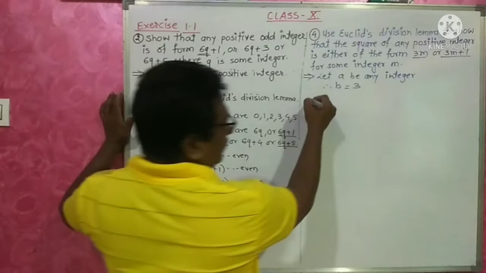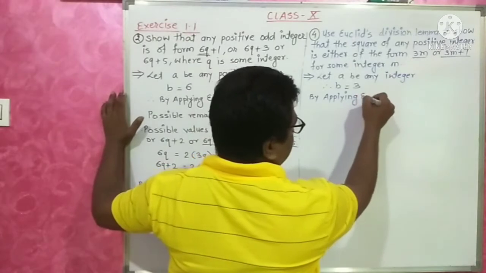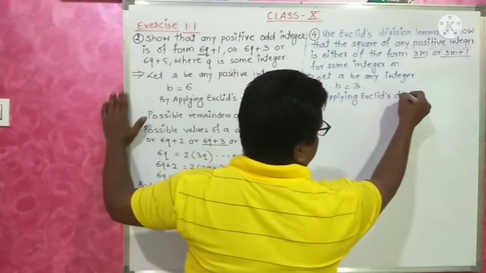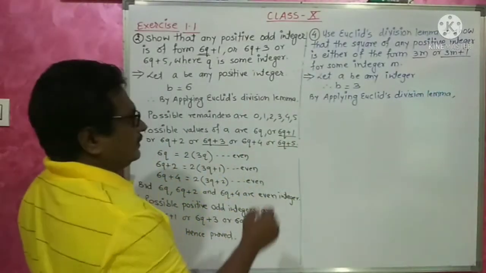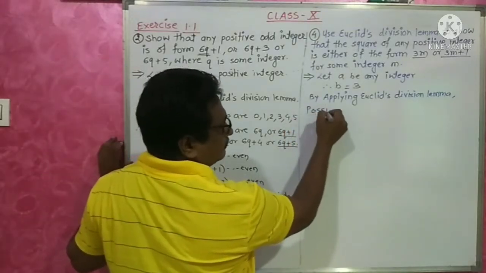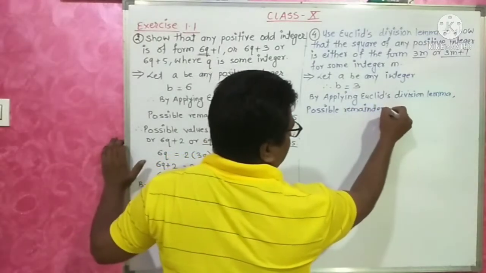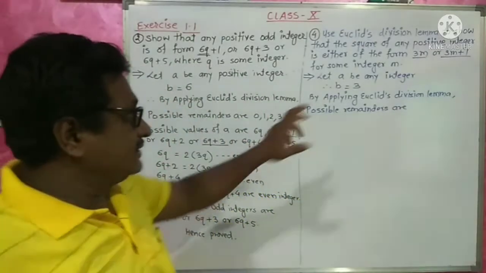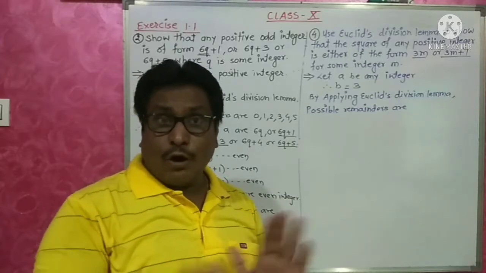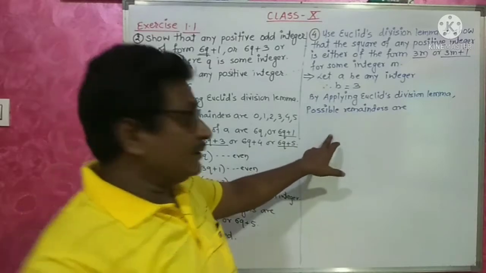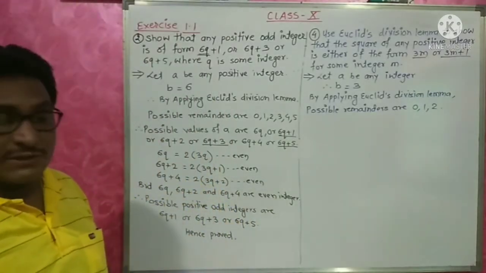So now by applying Euclid's division lemma, what will we get? The possible remainders are, the divisor is 3. So the remainder is less than 3, greater than or equal to 0. So what will we get? 0, 1, 2. These 3 numbers will come.